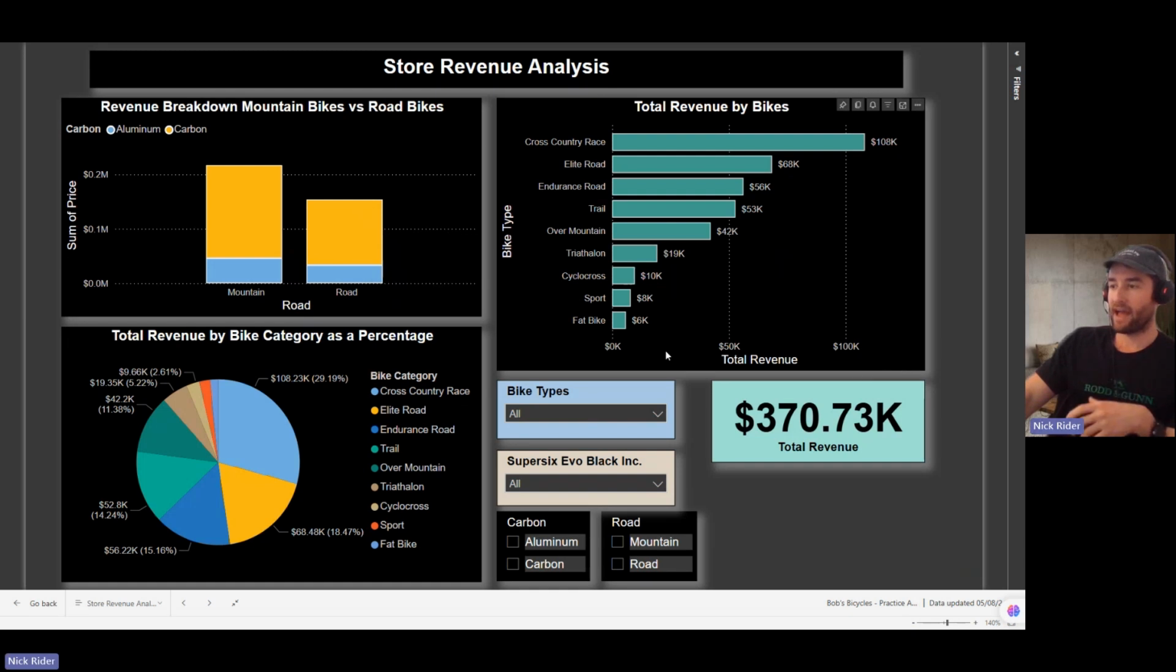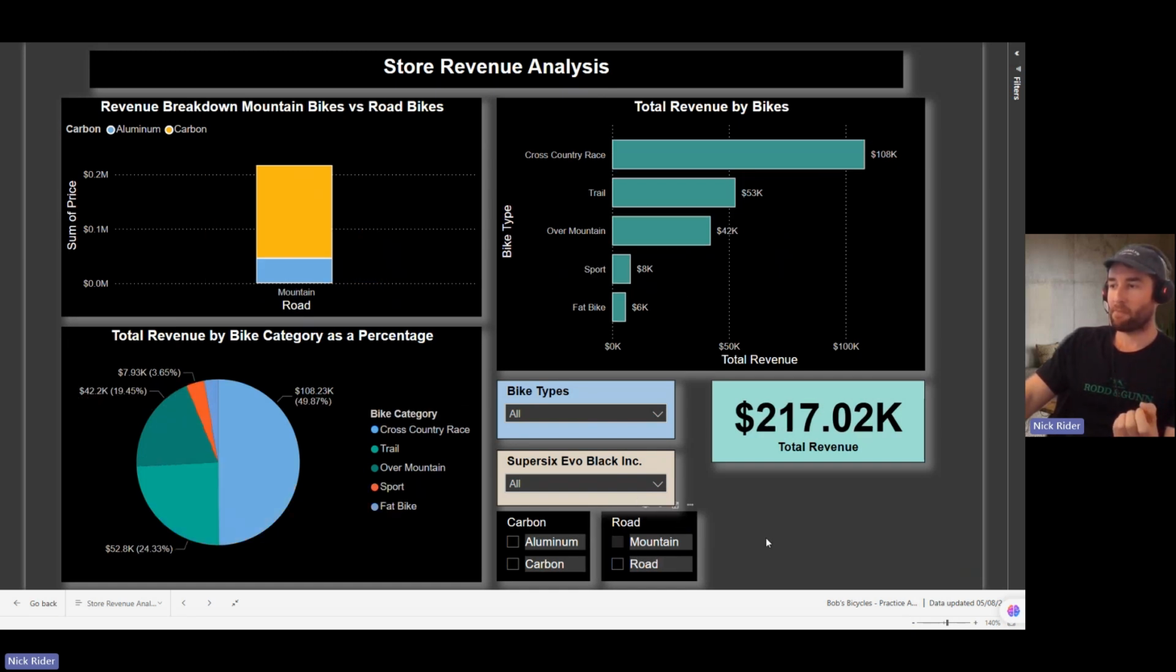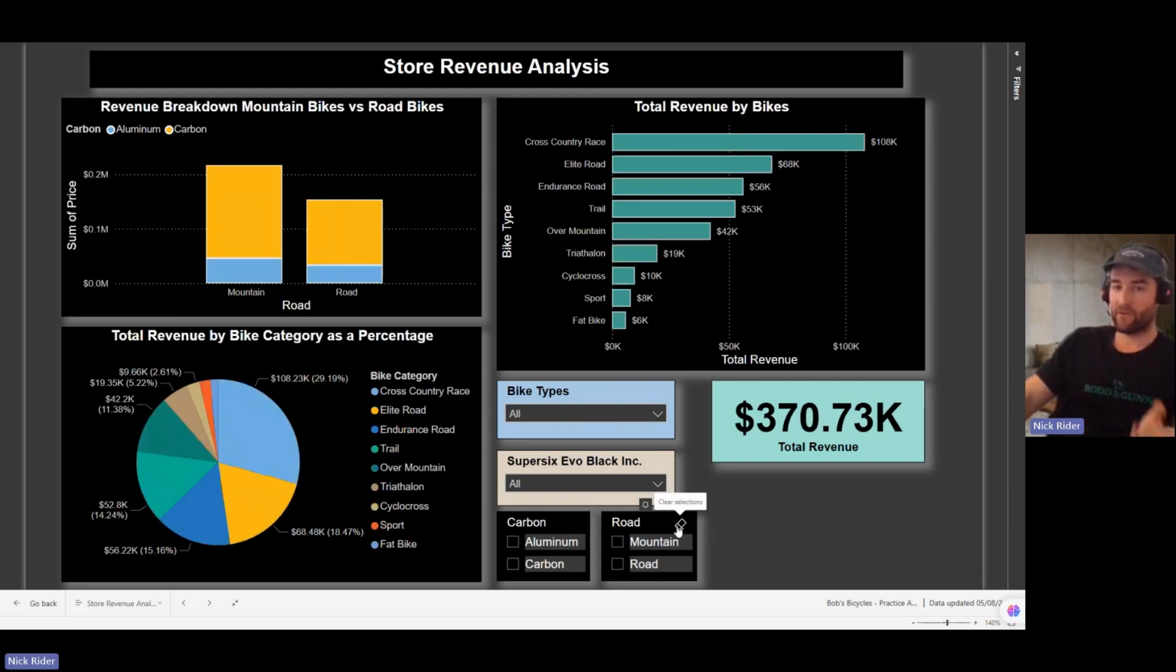So if I just want to go, okay, well, before I look at anything on this particular dashboard, of that total revenue, how much contribution did mountain bikes make to the business's annual revenue? So I click on mountain, it's 217.02K. So majority of Bob's store revenue comes from mountain bikes. We go to road, it's 153.71k. So there's a bit of a disparity there, but very much so still a big market for road bikes with his store.